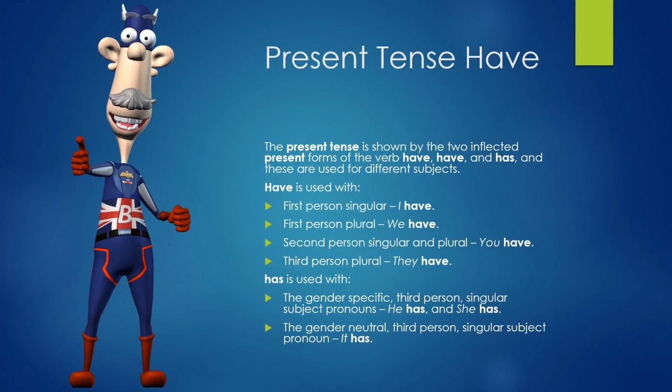Present tense, have. The present tense is shown by the two inflected present forms of the verb have: have and has, and these are used for different subjects. Have is used with first person singular, I have, first person plural, we have, second person singular and plural, you have, third person plural, they have. Has is used with the gender-specific third-person singular subject pronouns he has and she has, and the gender-neutral third-person singular subject pronoun it has.